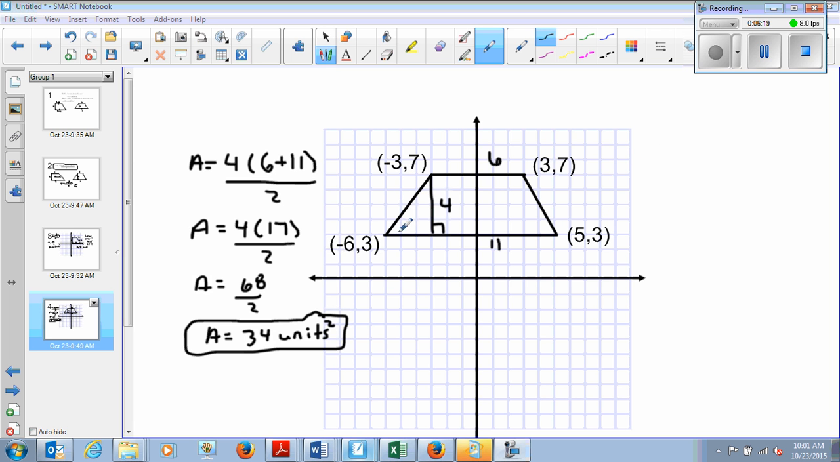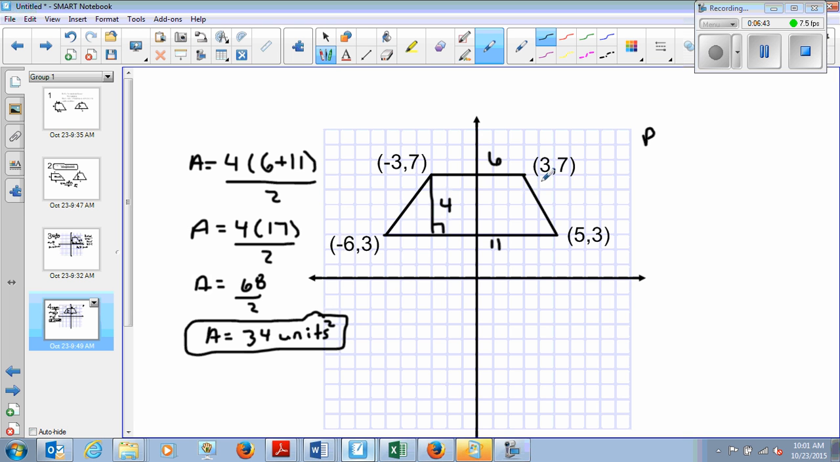So there we go. I went ahead and found the area. We have the height 4 times the base plus the other base, 6 and 11. 6 plus 11 is 17. I multiply by 4, I get 68. I divide by 2, and I get 34 units. Now we want to find the perimeter. So for the perimeter, though, we have 2 of the sides already. We've got 6 up here, 11 down here, but we need to find the length of these sides.